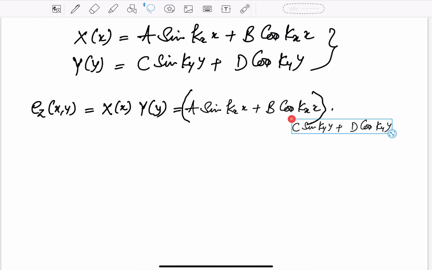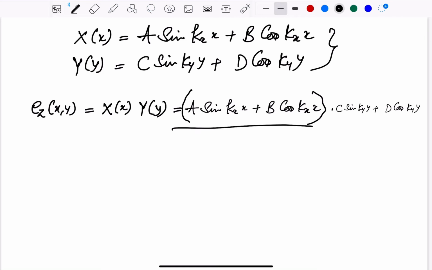Oh, not fit, unable to fit, sorry. Okay, fine. Hopefully the message is clear what I'm doing here. So I'm multiplying this: a sin kx x + b cos kx x, and the second one, which is c sin ky y + d cos ky y. Fine. Okay, so this is actually the resulting longitudinal electric field.